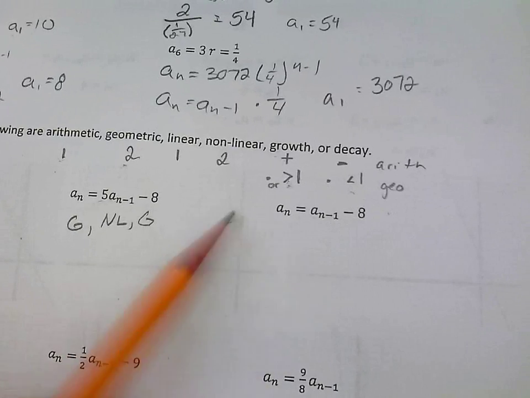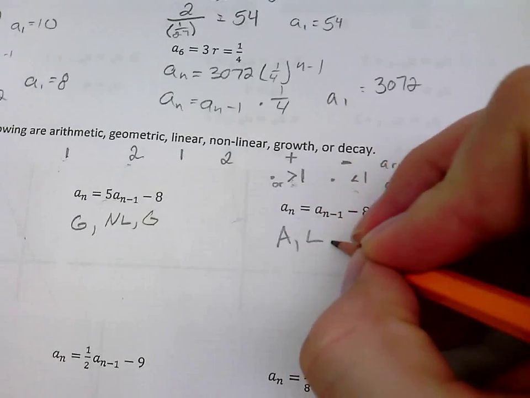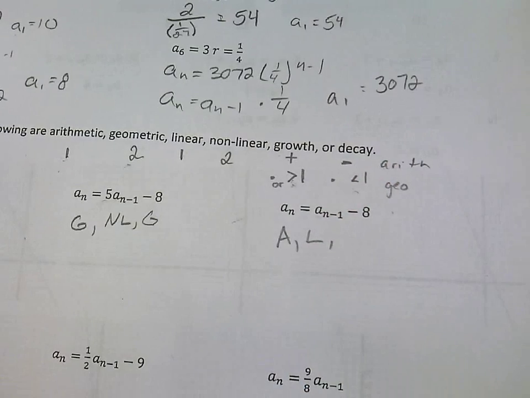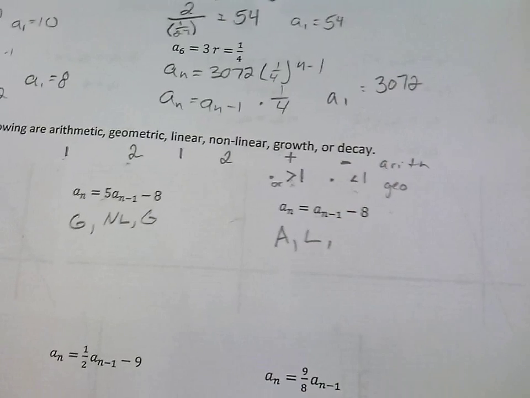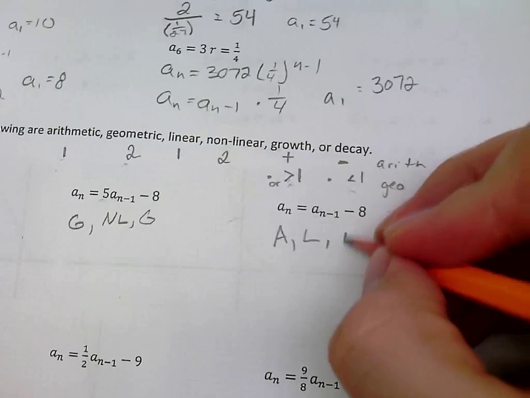This next one, no multiplication. Automatically know it's arithmetic, linear. Are we subtracting? Yep. So that means that it's a decay.